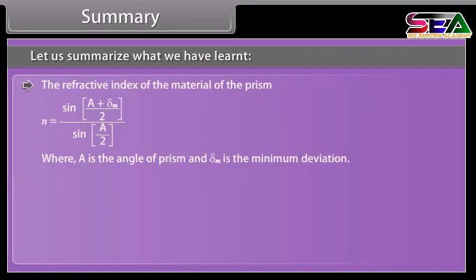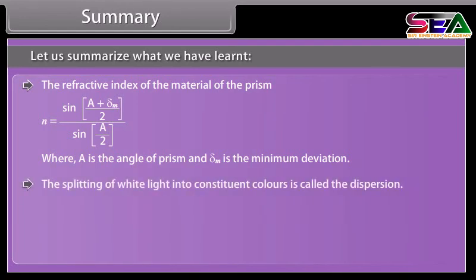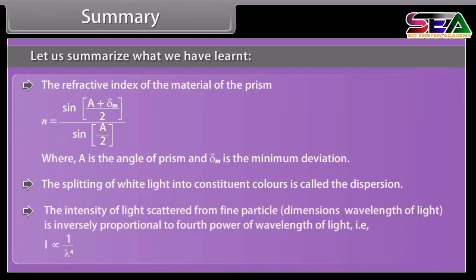The refractive index of the material of the prism, n is equal to sine of A plus delta minimum by 2 divided by sine of A by 2, where A is the angle of prism and delta m is the minimum deviation. The splitting of white light into constituent colors is called the dispersion. The intensity of light scattered from fine particles, dimensions less than wavelength of light, is inversely proportional to fourth power of wavelength of light, that is, I directly proportional to 1 upon lambda raised to the power 4.